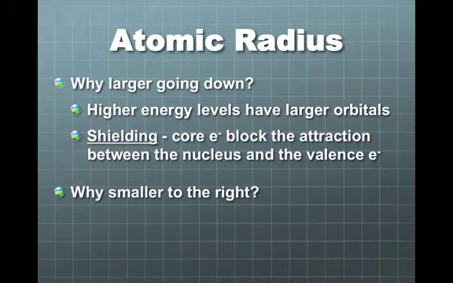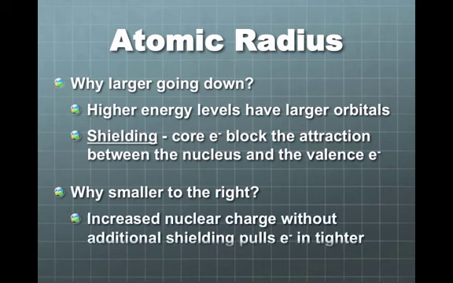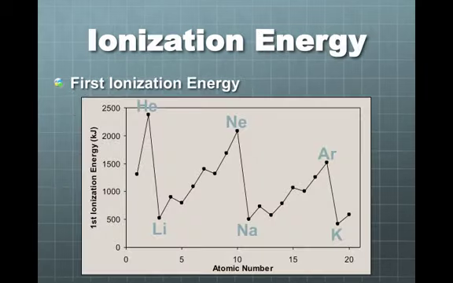Why is it smaller now to the right? Well, we have an increased nuclear charge without additional shielding, which pulls those electrons in tighter. So the greater the positive charge we get on the inside, the more attraction we actually start getting between that positive nucleus on the inside and the electrons on the outside.